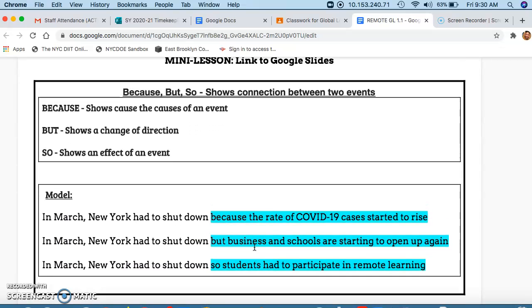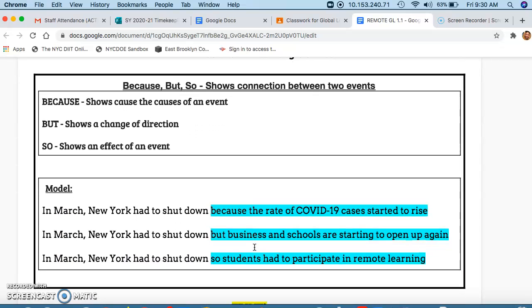So the strategy that we're going to be using today is because, but, so. These are words that we use all the time. Because is used to show the cause of an event. So why is something happening? What is the reason that something is happening? The but shows a change of direction, right? So it's like, okay, I thought that things were going to go this way, but it's taking a shift. And then so shows an effect of the event. So this thing happened, and this is what happened as a result of that.